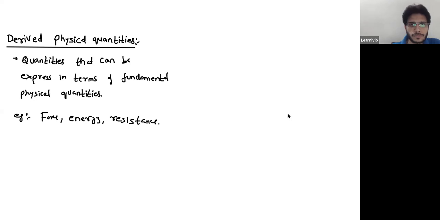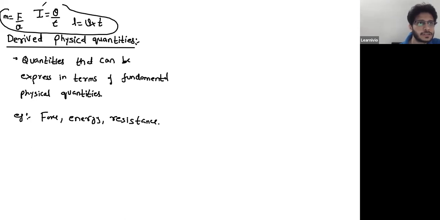Electric current has a formula too, so how is it fundamental? I didn't understand, please explain. Because these quantities are fundamental, it doesn't mean that they have no formula. The formula of current is Q by time. You even have a formula for length. You can even write length as velocity multiplied by time. Mass is force upon its acceleration. So these quantities are not fundamental due to any formula; they are fundamental by the way they are measured. The way we measure these quantities will decide whether they are fundamental or not. When we experimentally measure mass or current or length, that measurement will decide.